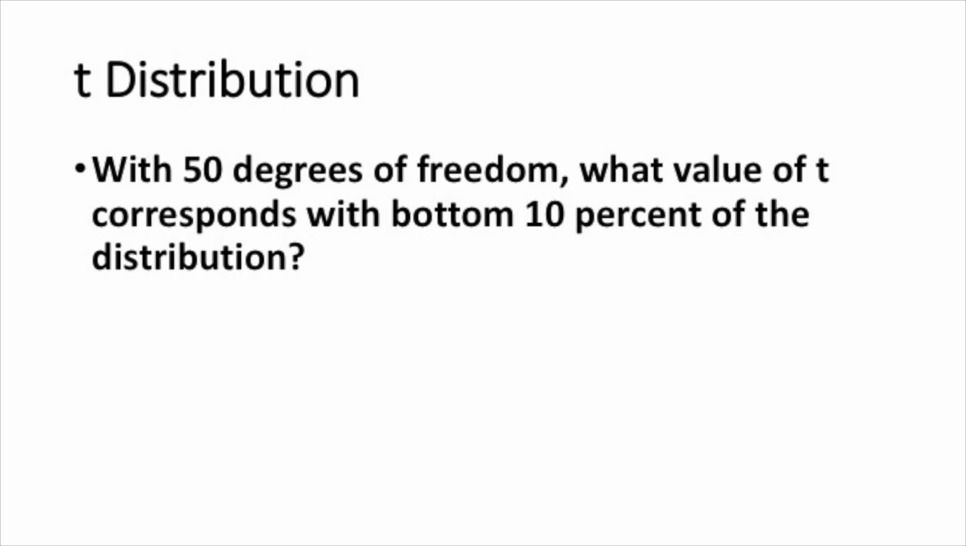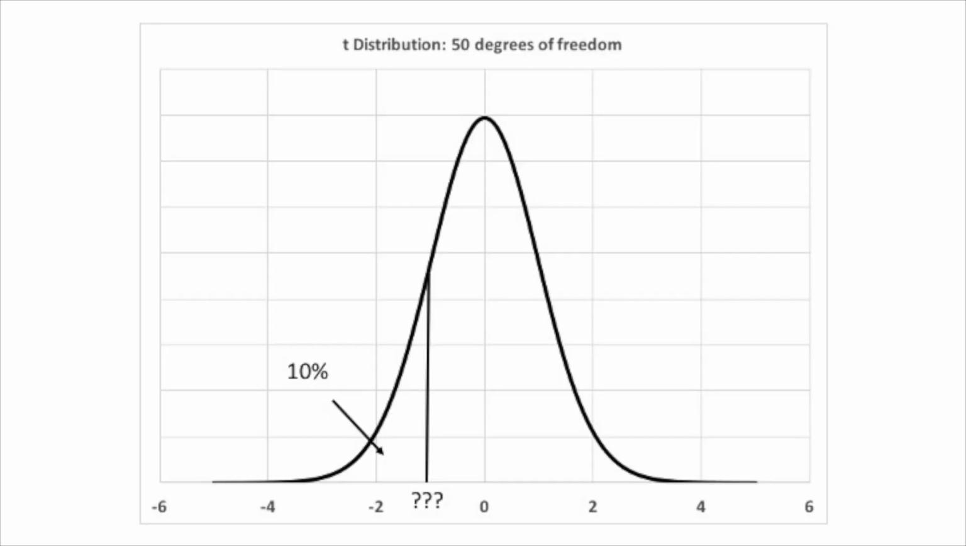Here's another question. Let's say you have 50 degrees of freedom. What value of t corresponds with the bottom 10% of the distribution? So let's draw out a t-distribution. It's a single-peaked, symmetric, bell-shaped curve. I always like to put a 0 in the middle to remind you that the center of a t-distribution is 0. I kind of did a freehand here of what would look like the bottom 10% of the distribution. And then I put question marks there. So I know at a minimum the value of t will be negative because values to the left of 0 are negative.